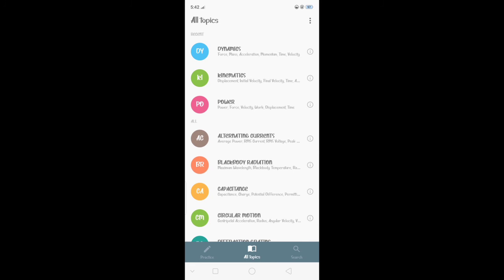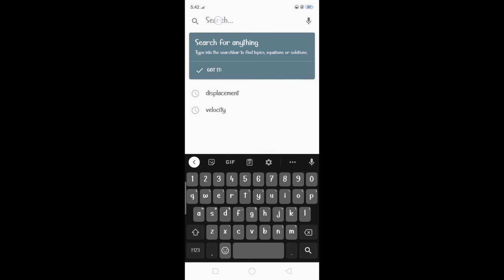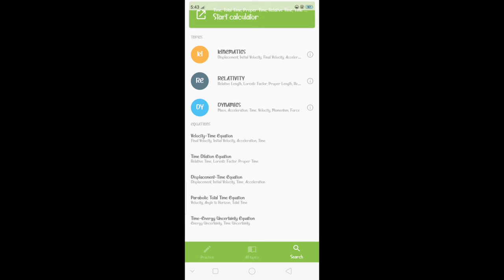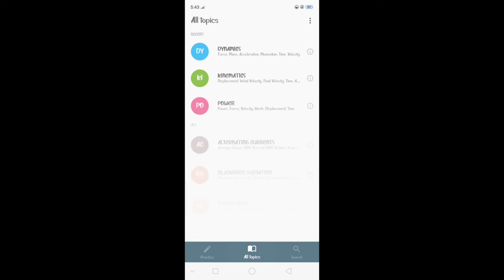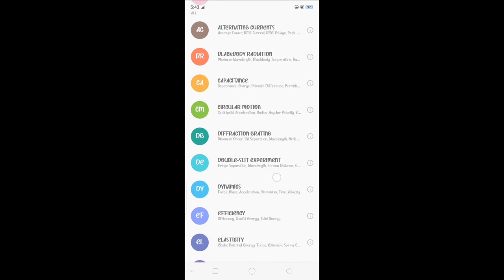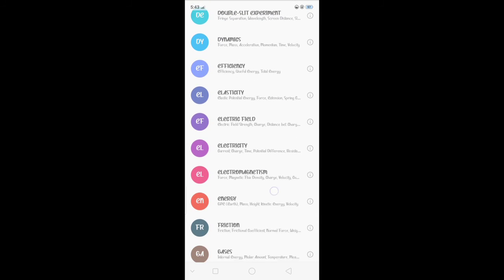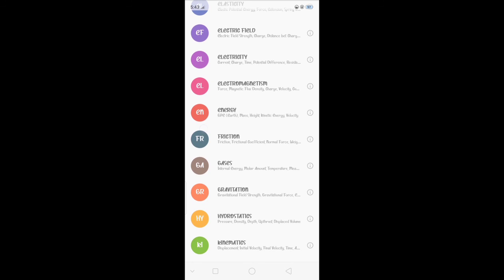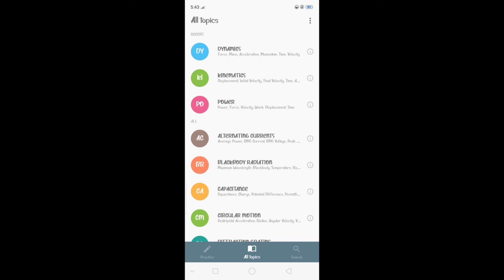You can also search different topics regarding physics here. So if you type in time, there are results related to time. So we also have the topics and the equation. So that's how easy Phywhiz is to use. So you can also choose a different topic about physics here. We also have electricity, electromagnetism, but the only thing we focus on here is the kinematics and the power.